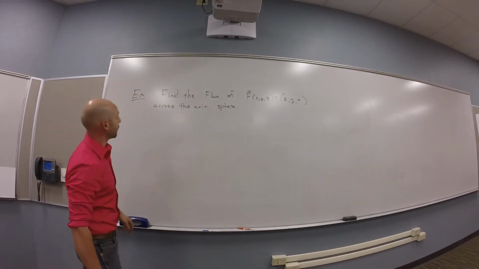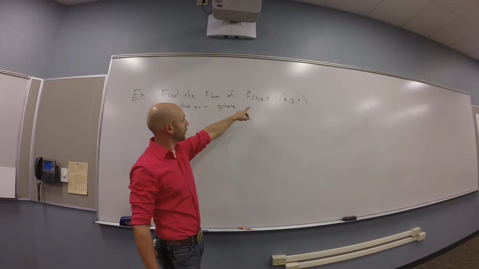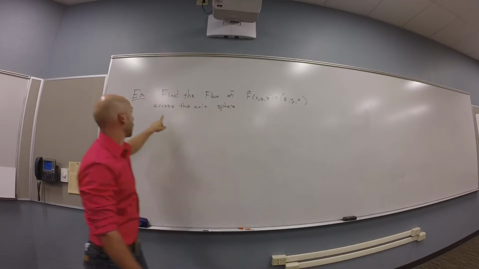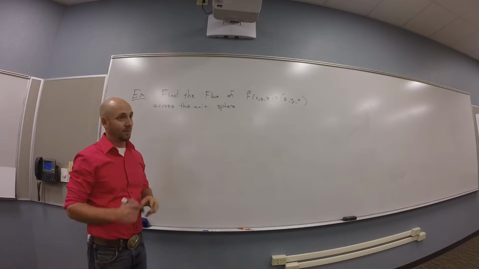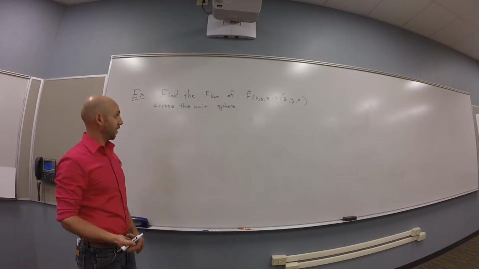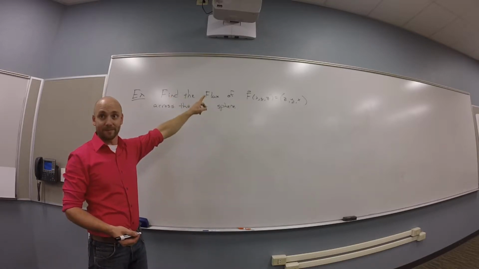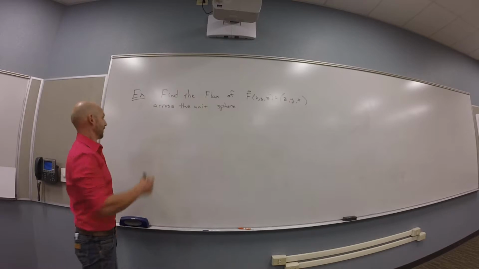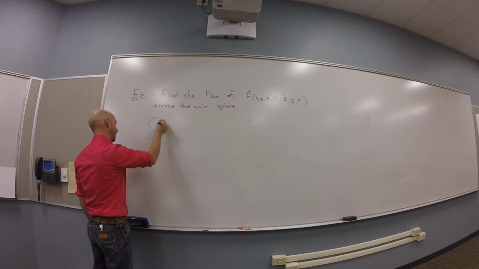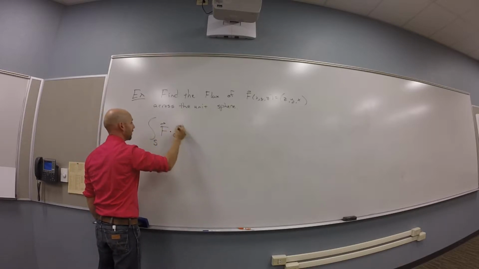Okay, so let's try an example. Let's see if we can find the flux of the vector field zyx across the unit sphere. First things first, they said the word flux. When they say the word flux, you need to think the integral over S of F dotted with dA.